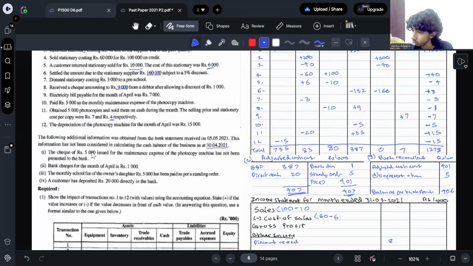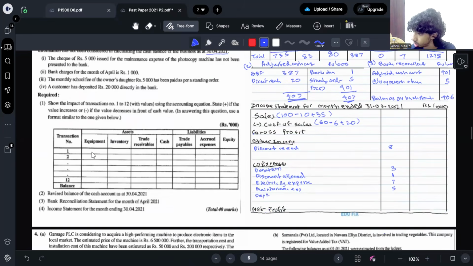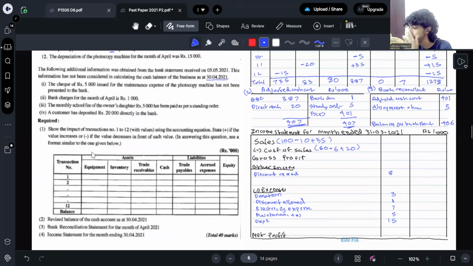Then obtained 5,000 copies, sold them. Okay, the sale here, 11th one, we sold the photocopies for 35,000, income 35. The cost of stationery incurred for that, 20, will go to cost of sale. Then depreciation is an expense. Depreciation 15,000. Now you have to also record the bank related transactions, the ones that we figured out from the bank statement. Check of 5,000 issued for maintenance expense, we have recorded that. That's just unpresented. It's a bank issue.